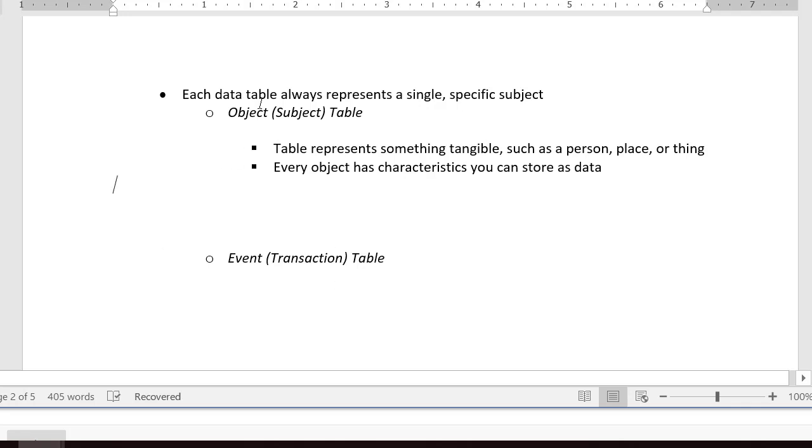The other type of data table you might have is an event table. And an event table sometimes goes by the name of a transaction table. So that table represents something that occurs at a given point in time. So it might be things like your class registration, a sale, a doctor appointment, and it also has characteristics you want to record.